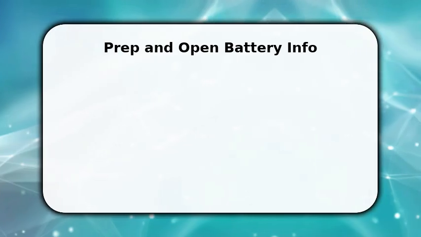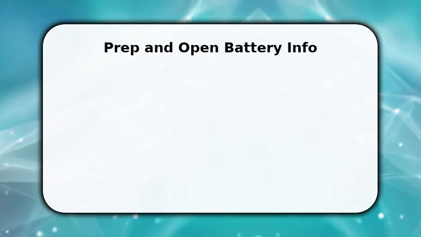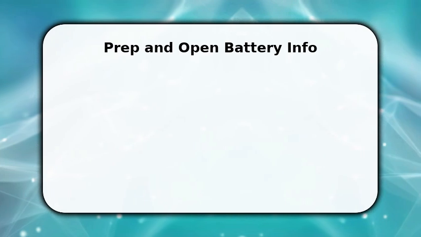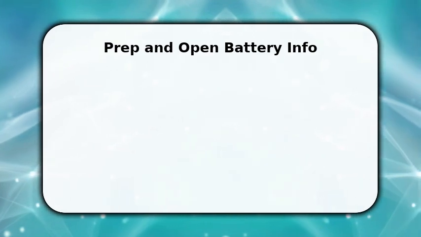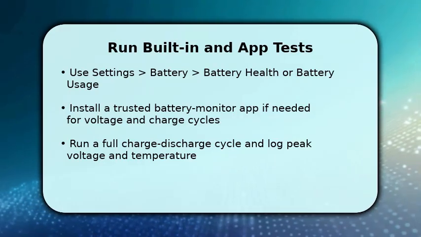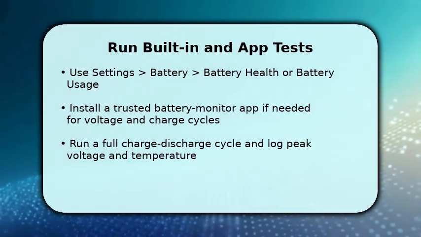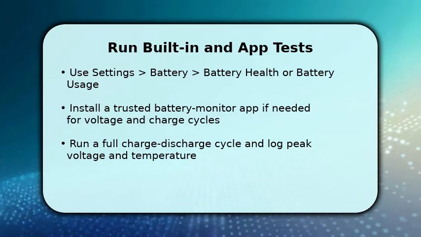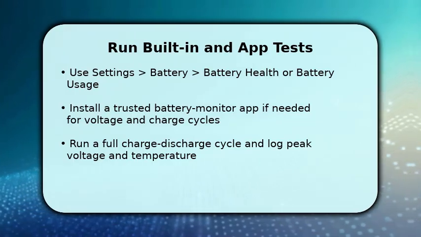Once done, navigate to Settings Battery or use the phone dialer code to access built-in battery health screens for the next step. You now perform the diagnostic checks. Open Settings Battery and locate battery health or battery usage to view capacity estimates and abnormal drain details.